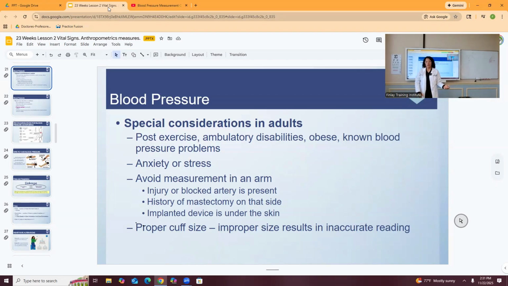Patients that are in the hospital with the IVs, we should avoid doing it on that side. Let's try to do the opposite one, okay? And of course, we have to make sure that the proper cuff size is applied to the patients. Patients that are obese, we're not going to use the smallest. Patients that are really thin, we're not going to use a normal one. We're going to have to adapt. And in most of the clinics, you're going to have all the sizes for the blood pressure cuff.